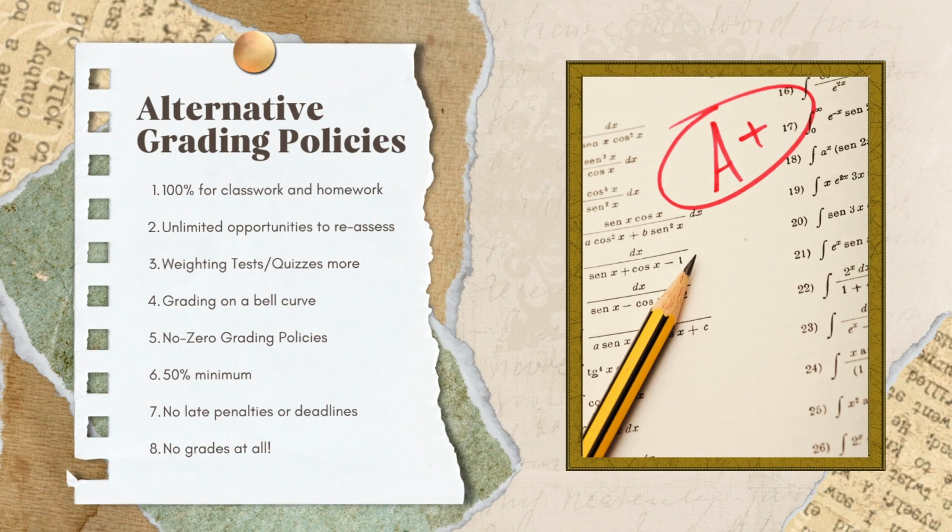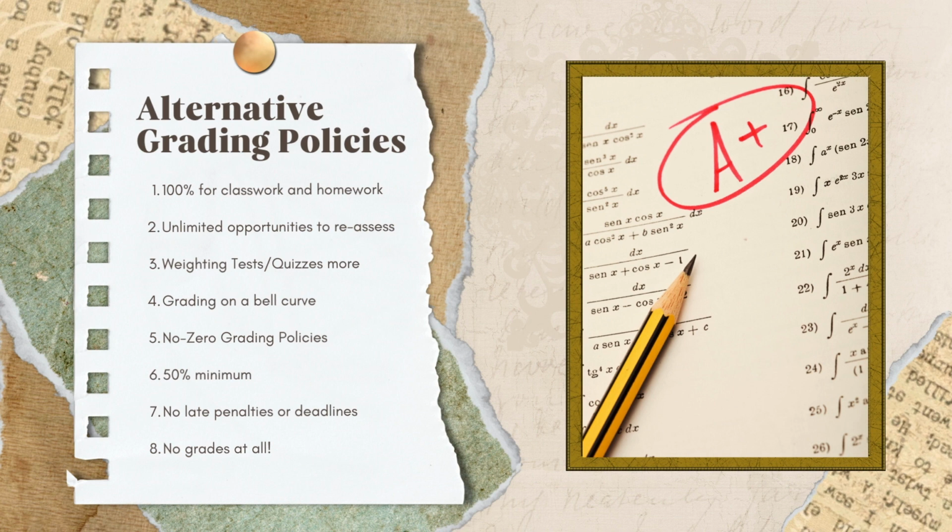There are many alternative grading policies in schools all across the country. In addition to the policies we just talked about, some schools offer a mandatory 100% for completion of classwork and homework. So work is graded based on completion and not on accuracy or their actual knowledge and mastery of the content. Some schools provide students with unlimited opportunities to reassess or basically redo virtually any assignment. Some schools incorporate a weighted grading system, giving more weight to tests and quizzes and projects in some courses. Some teachers choose to grade on a bell curve.